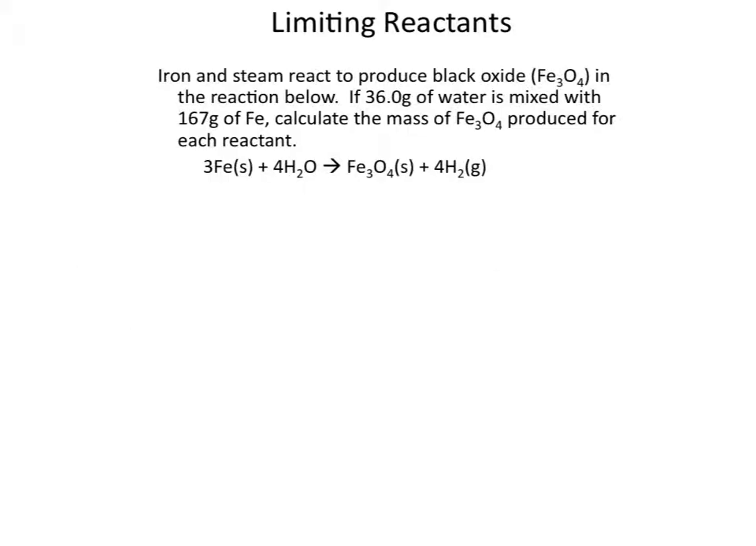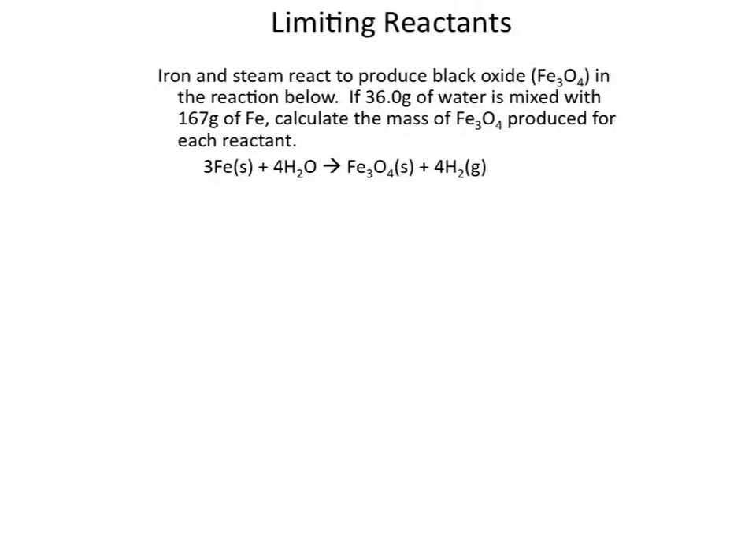So if we look at this, let's go ahead and take this first example. It says here we have iron and steam react to produce ferric oxide, or black oxide, and also hydrogen. If we start off with 36 grams of water mixed with 167 grams of iron, we need to figure out how much of the black oxide is produced.